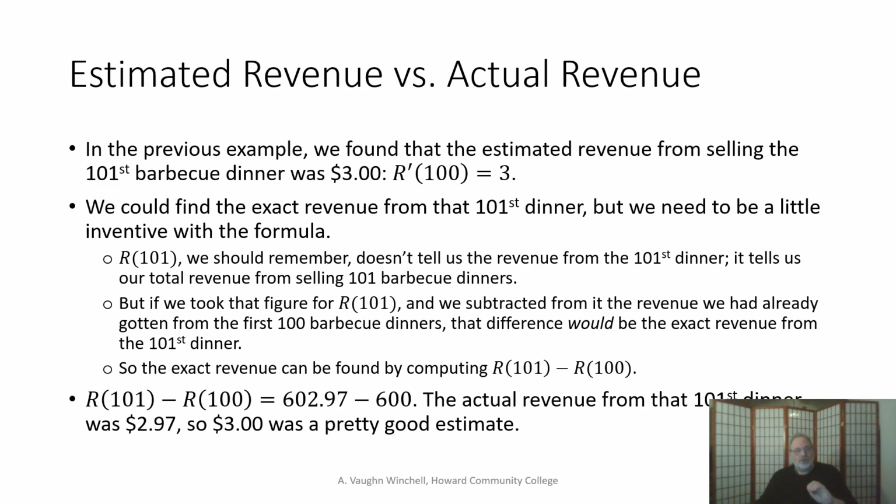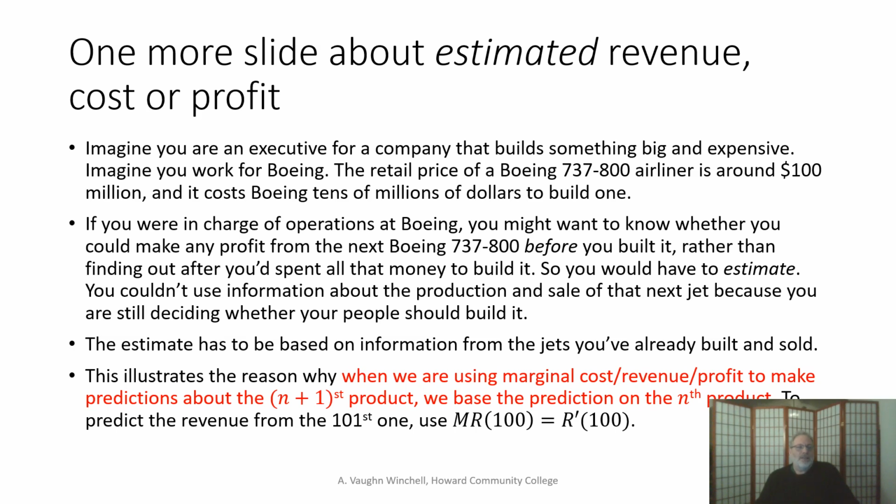about why we have to use R prime of 100 to estimate the revenue from the 101st one. And instead of barbecue dinners that cost somewhere between $0 and $9, let's imagine that you are an executive for a company that builds something a lot bigger and more expensive than a barbecue dinner. Let's imagine you're an executive for Boeing. I looked this up. A Boeing 737 Model 800 has a retail price around $100 million. And it costs Boeing tens of millions of dollars to build.